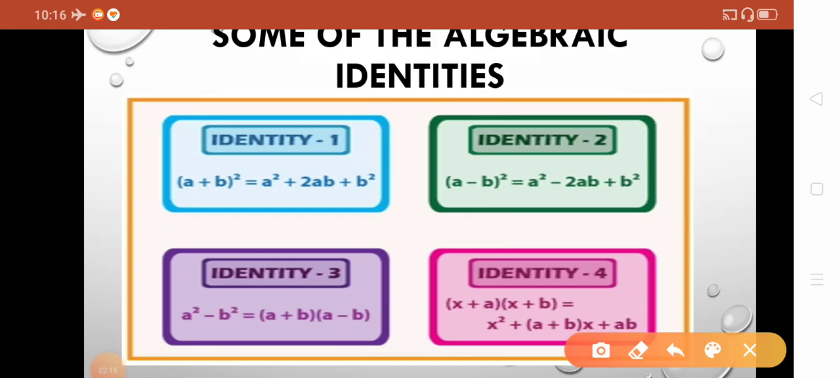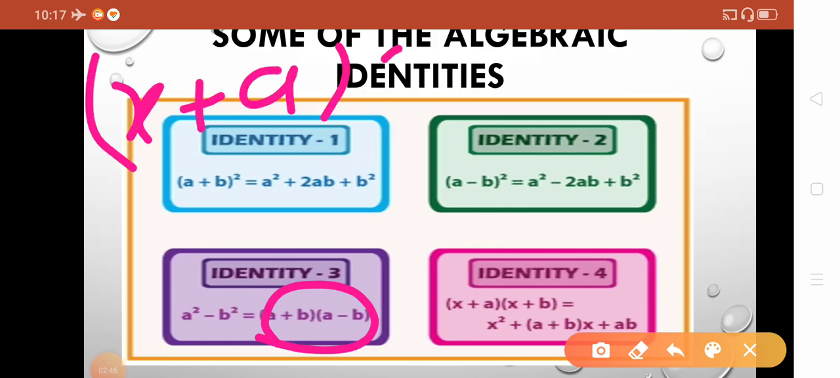The second identity is (a minus b) whole square, and the formula is a square minus 2ab plus b square. This identity also you have studied in 8th class. The third one is a square minus b square, and it is equal to (a minus b)(a plus b). And the fourth one is (x plus a)(x plus b), and the formula opened is x square plus (a plus b)x plus ab.